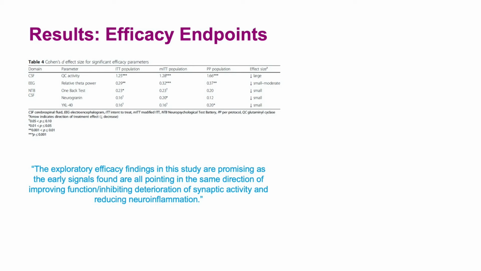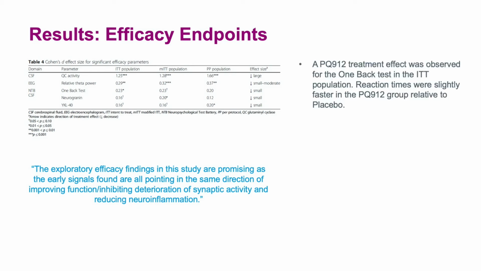Now, what was also very interesting, and we can see it in the 3rd row of the summary table at the moment, is that there was actually a treatment effect observed for the one-back test, and this was within the intention to treat population. In this population, we can see that reaction times were slightly faster in the PQ912 group relative to placebo. A treatment effect of 0.21, so that was an effect size, a Cohen's d of 0.21, was also found for the detection test. However, it was not significant.